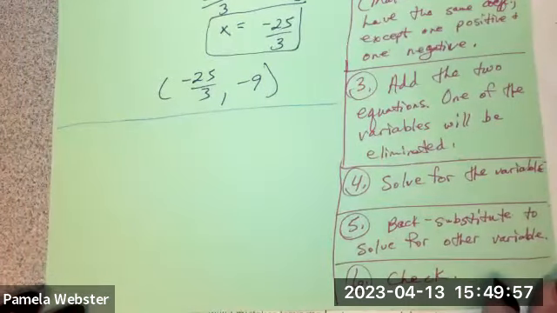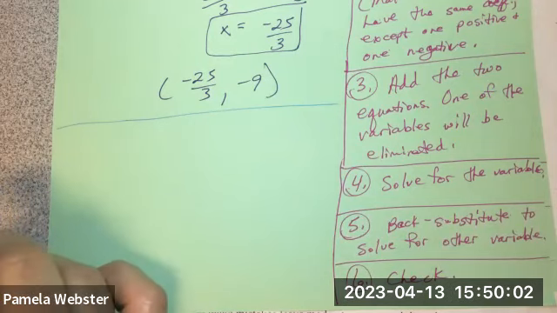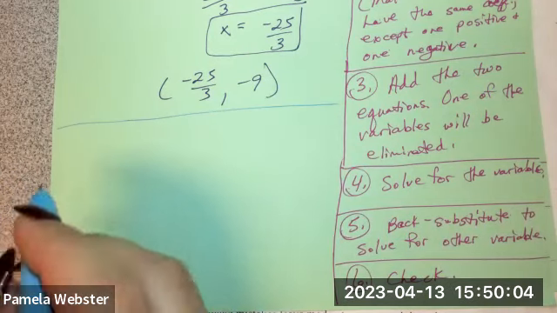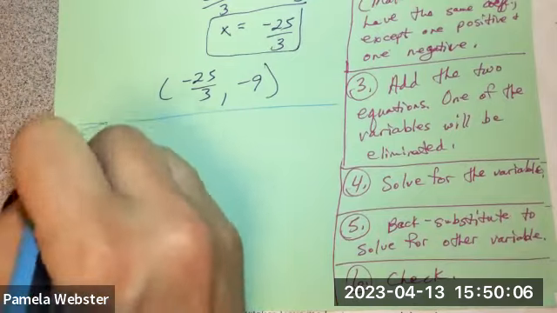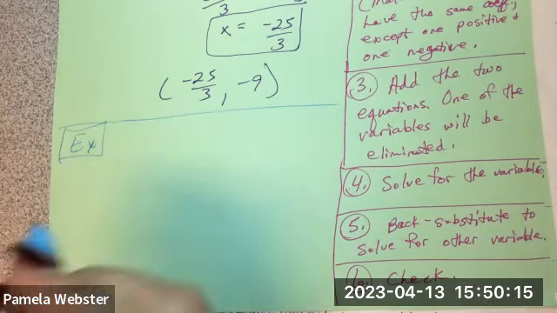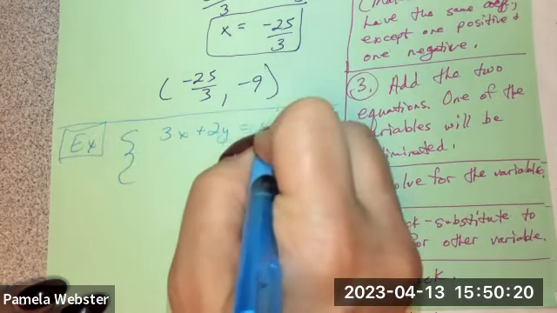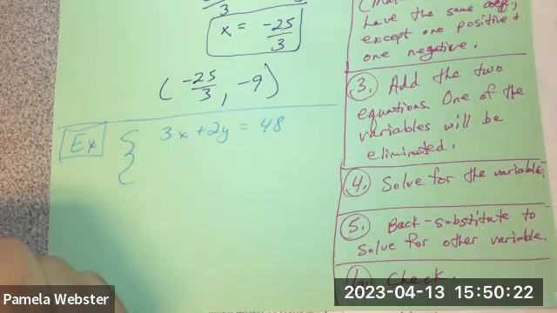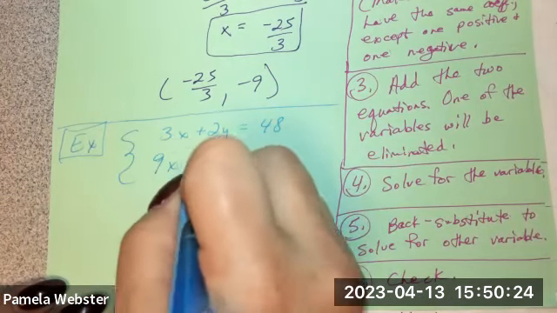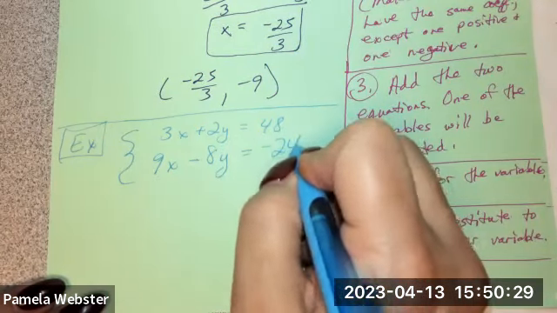All right, so let's get one that's a little more complicated than the one that was already preset up for me. That was nice of them to preset it up, but it's not exactly the way it usually works. So let's see what we got. Then we'll do one that's more complicated and that will help us all out. This system of equations is 3x plus 2y equals 48 and 9x minus 8y equals negative 24.